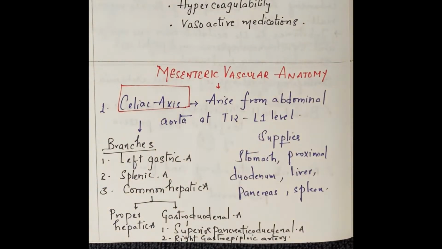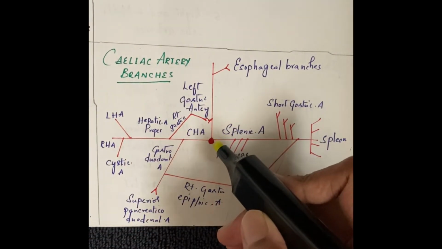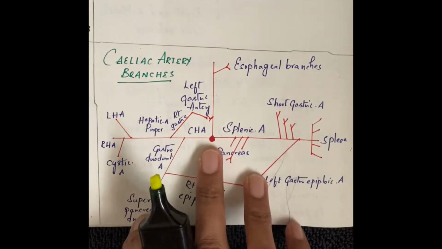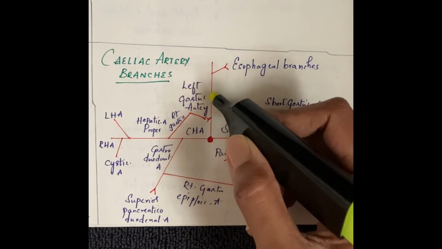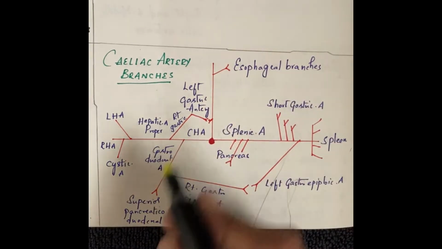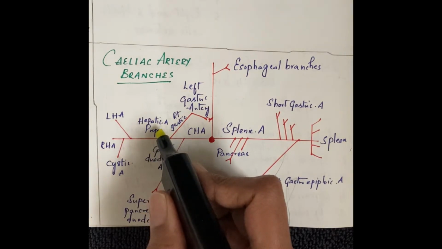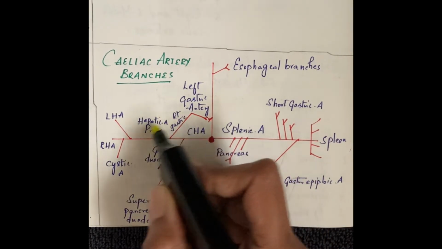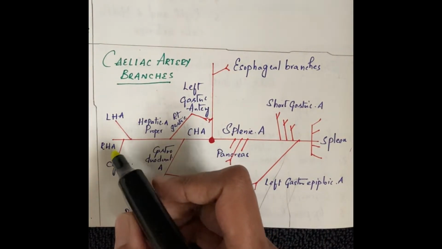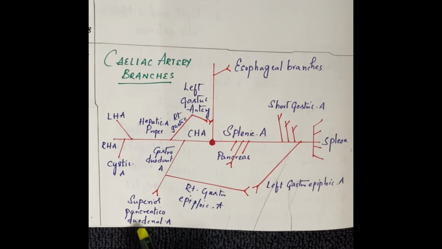Now we'll see what are the branches of the celiac axis. It arises from the aorta at the level of T12 and L1. It gives off the left gastric artery, which gives off gastric branches and esophageal branches. Another branch is the common hepatic artery. It gives off the hepatic artery proper and the gastroduodenal artery. From the hepatic artery proper, we get the right gastric artery, left hepatic artery and right hepatic artery. The right hepatic artery gives rise to the cystic artery. From the gastroduodenal artery, we have the superior pancreaticoduodenal and right gastroepiploic artery.